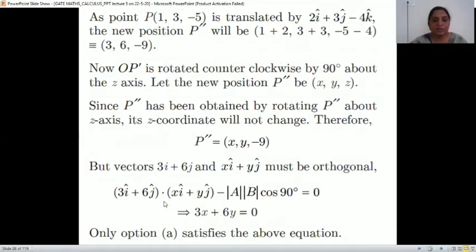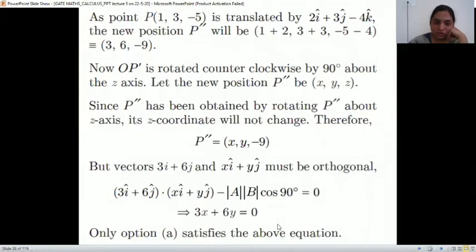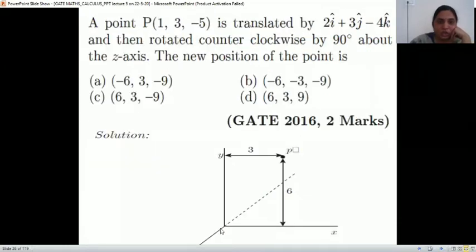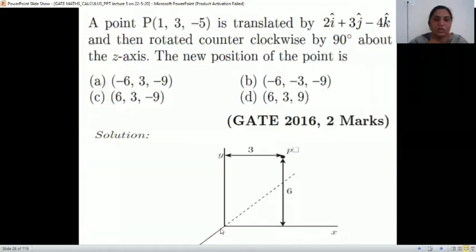So (3i bar plus 6j bar) dot (xi bar plus yj bar) is 0. Writing the dot product, i bar dot i bar is 1, so 3x plus 6y is equal to 0, right? This is your equation, and we have to go to the options. Options are (-6, 3, -9) and others. Now we have to reverse check this. In the obtained equation, we substitute the points from the answers, so that if we get the equation equal to 0, only then are we through.